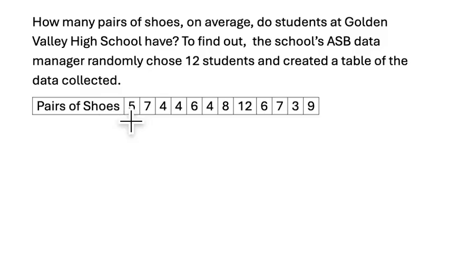So here we have how many pairs of shoes 12 students said they had. To calculate the mean number of pairs of shoes, we would just add up our data and divide by 12 because there's 12 students. When we add all the data and divide by 12, we get 6.25. This is the mean of the sample, and there's an abbreviation for that. It's X bar. So we can say X bar, the sample mean, equals 6.25.